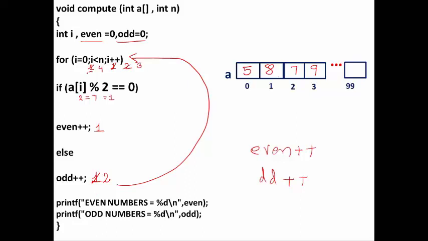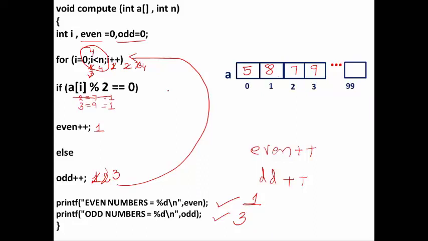I'll go back. i plus plus is now 3. यहाँ ये 3 less than 4 is true. Come down. A3 में क्या value है? 9. 9 mod 2 is 1. 1 is equal to 0 is false. If this is false, I'll come over here. This becomes 3. Go back. i plus plus is now 4. I'll go over here. 4 less than 4 is false. This condition fails. My loop terminates. I'll display the value of even, which is 1. I'll display the value of odd, which is 3. So my solution has 1 even number and 3 odd numbers. So this is how it is going to work.